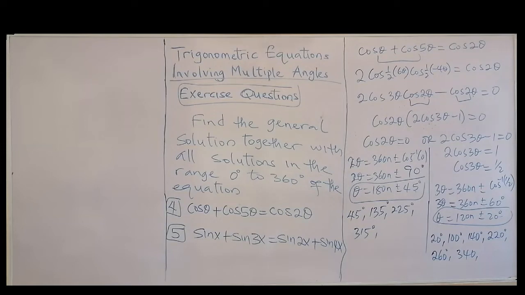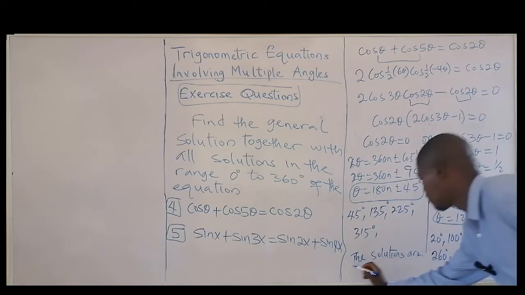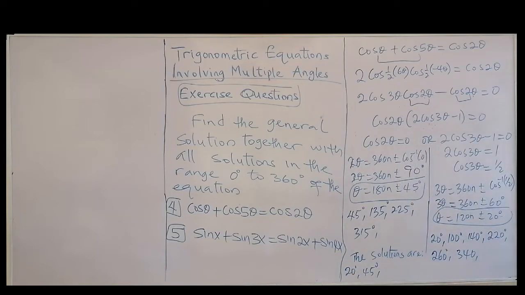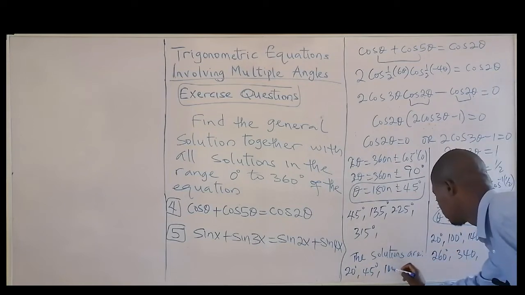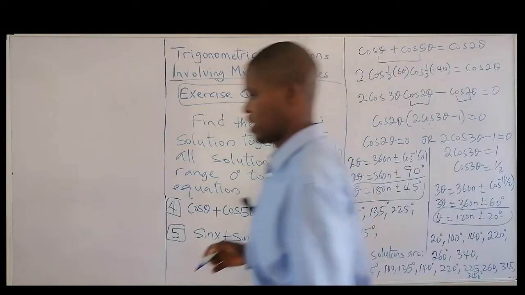We can combine them together. So the solutions are, from the least value: 20, 45, 100, 135, 140, 220, 225, 260, 315, and 340. So these are the list of values for this question. So that's that on that question.